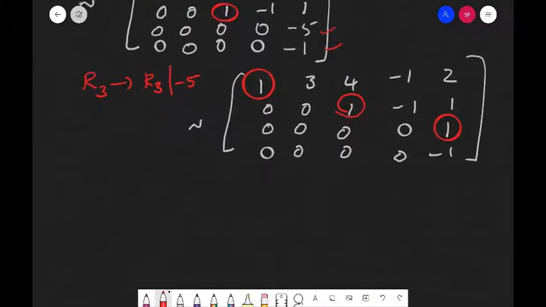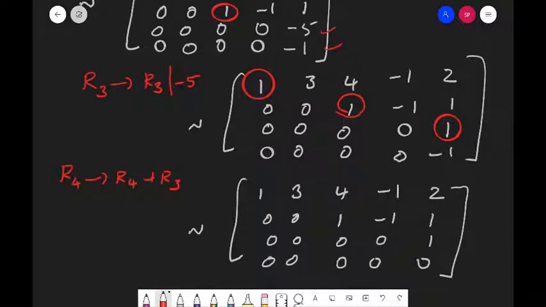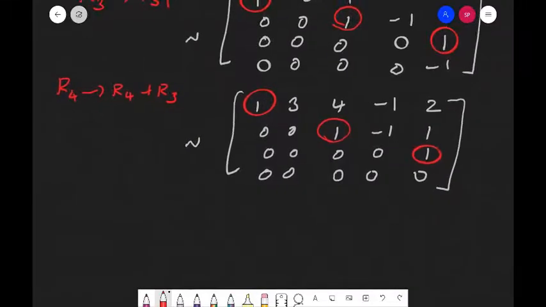So we have to do for R4 the transformation R4 plus R3. So this matrix will be 1, 3, 4, minus 1, 2, 0, 0, 1, minus 1, 1, 0, 0, 0, 0, 1, and then 0, 0, 0, 0, 0. So I think it is completed, this is the echelon form. So which are the pivot columns? C1, C3 and C5 are pivot columns. So let us write this information here.